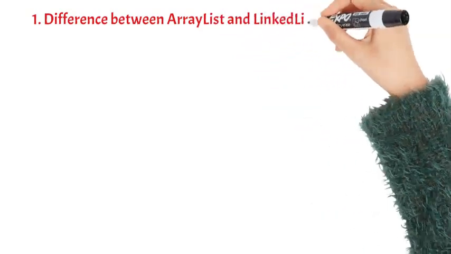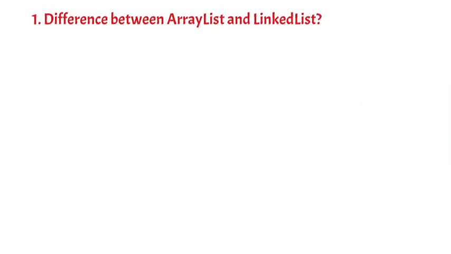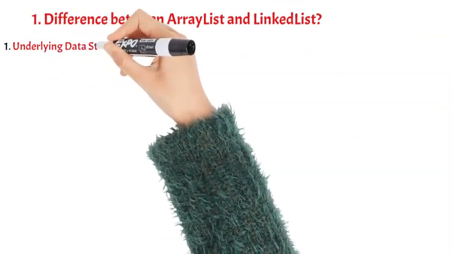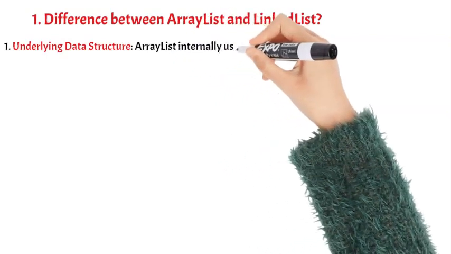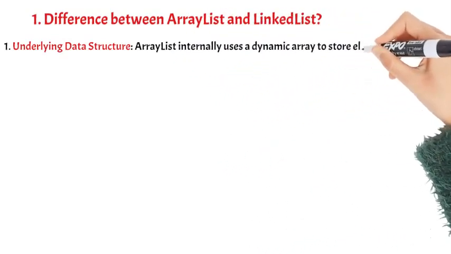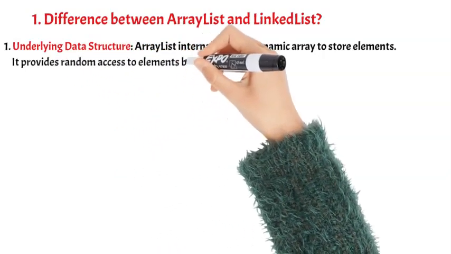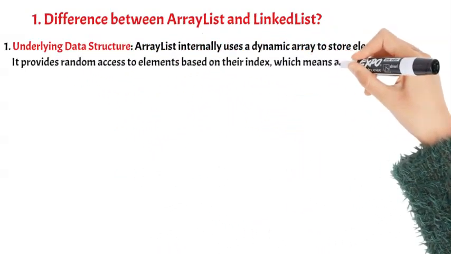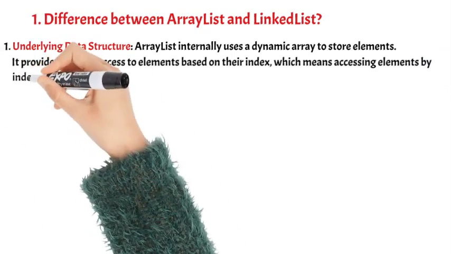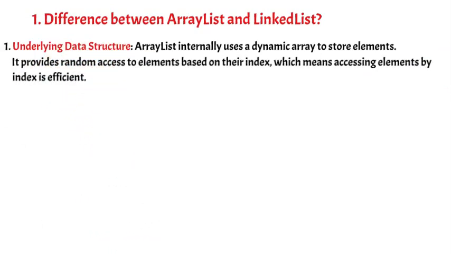1. Difference between ArrayList and LinkedList. 1. Underlying data structure. ArrayList internally uses a dynamic array to store elements. It provides random access to elements based on their index, which means accessing elements by index is efficient.